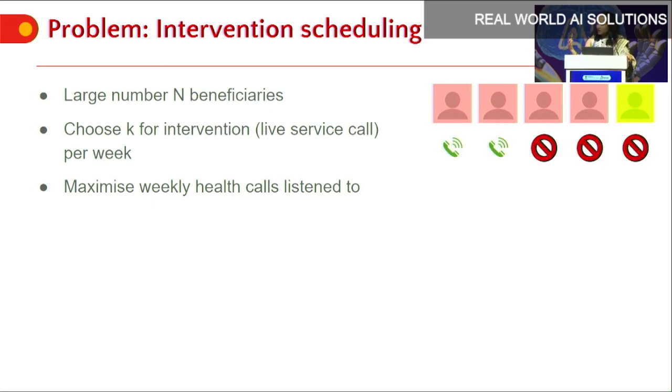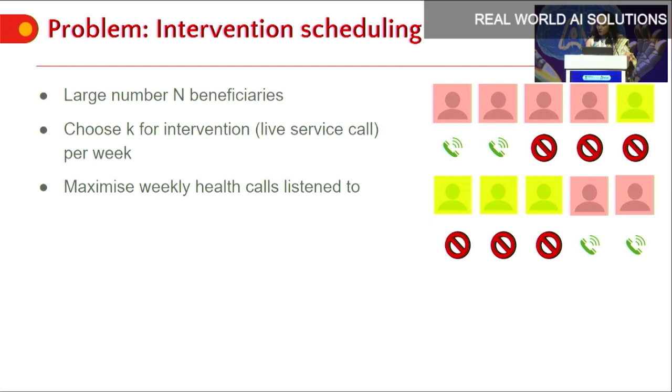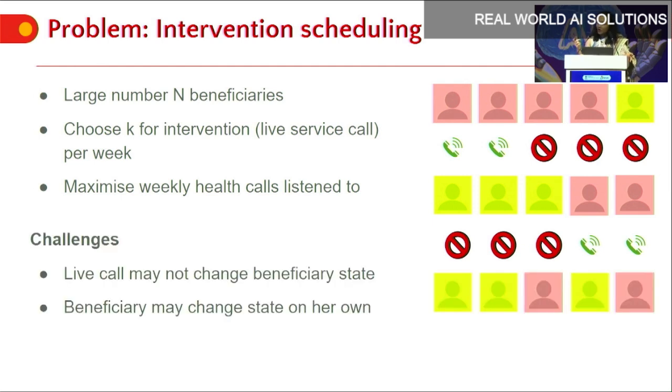So, what we initially thought was, let's start with the women who've recently become inactive. And that number was always greater than the total number of calls we could make, but at least it was a start. And initially we saw good results, but often what happens is that the call itself may not change the beneficiary state. And sometimes beneficiaries would reactivate on their own or stop listening on their own. And at any given time, the number of beneficiaries at risk of deactivation also always appeared larger than the number of calls we could make.